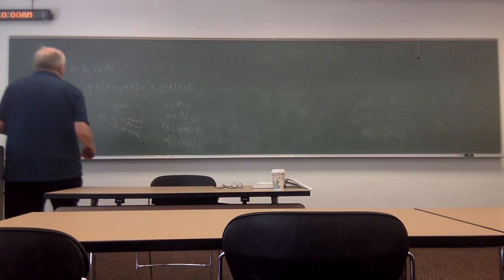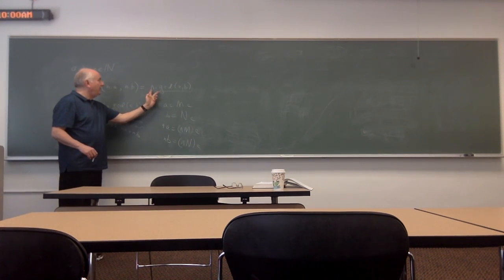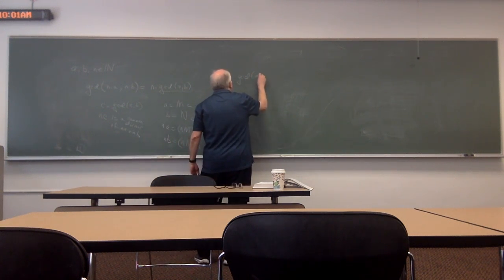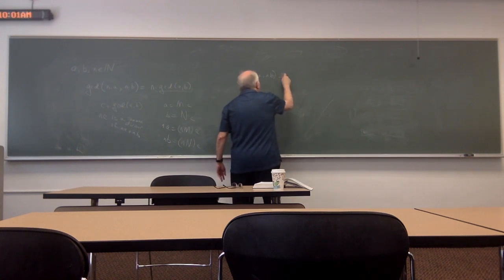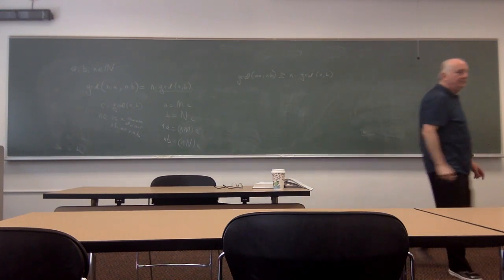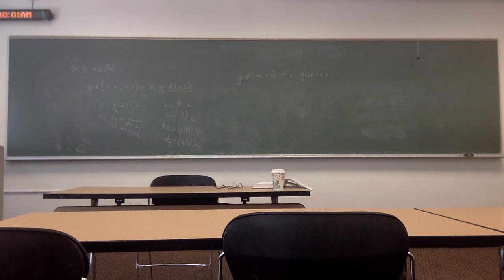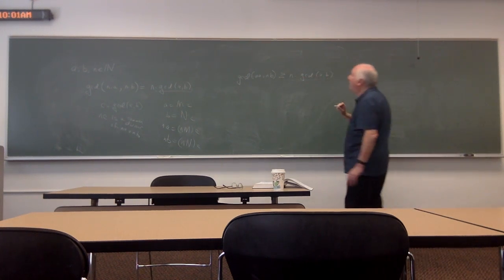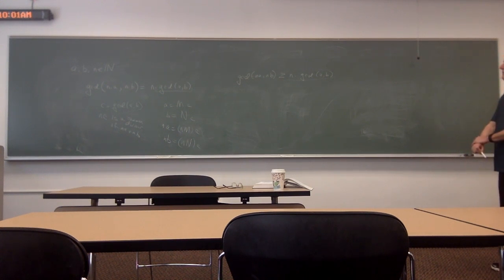Well, that means this side is a common divisor of NA and NB, but this is the greatest common divisor. So what we've actually shown is the greatest common divisor of NA and NB is greater than or equal to N times the greatest common divisor of A and B. So that's one direction. Because this is a common divisor of NA and NB, therefore it's less than or equal to the greatest common divisor.